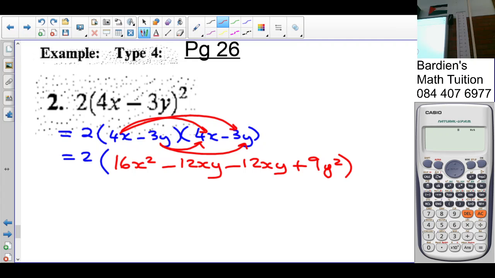What do you notice now? Like terms inside the bracket. So the like terms are going to be negative 12xy and negative 12xy. So again, I'm keeping that 2 on the outside. So it's going to be 2 into 16x squared. So what's minus 12xy minus 12xy? Negative 24xy. Not negative 24x squared y squared. No. Why? When adding and subtracting, the variables stay the same. So you've got negative 12xy, negative, so the answer must be negative, must be xy. Okay. And what is your plus 9y squared?